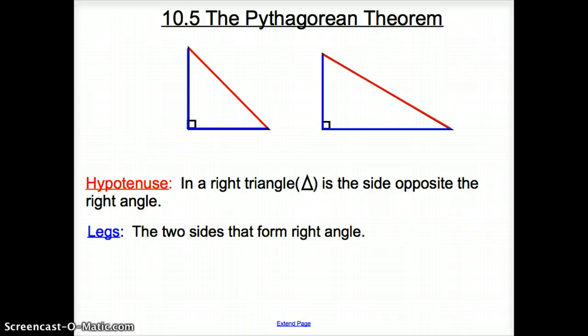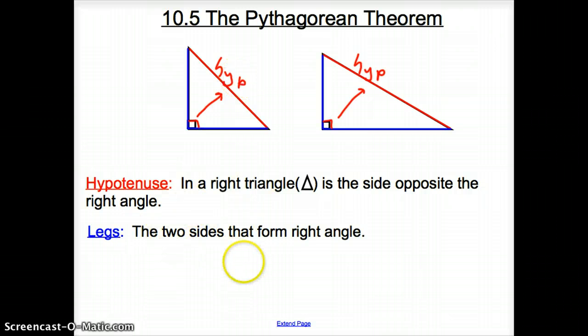Before we start into the Pythagorean Theorem, there's a couple vocab words that we have to know. First one is a hypotenuse. You may have heard of this word before, but the hypotenuse, in a right triangle, is the side opposite the right angle. Wherever this right angle is, this little box here denotes that this angle is a right angle. The side opposite of that would be the hypotenuse. So both of these are the hypotenuse.